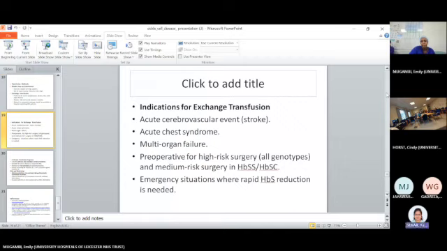So, indications for exchange transfusion, I think we have said: acute stroke, chest syndrome, multi-organ failure, and any patient coming for a high-risk surgery despite whatever genotype they're presenting with. All genotypes need an exchange transfusion as long as they're having high-risk surgery. Then for those having medium-risk surgery who have HbSS and HbSC, those ones need exchange transfusion as well.